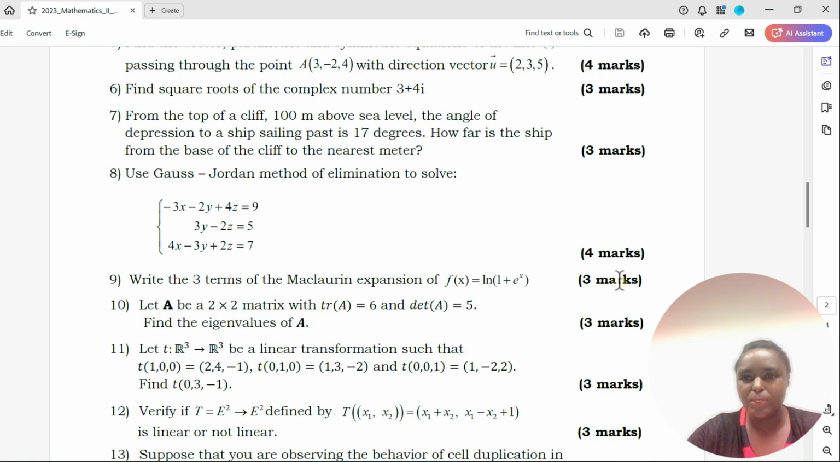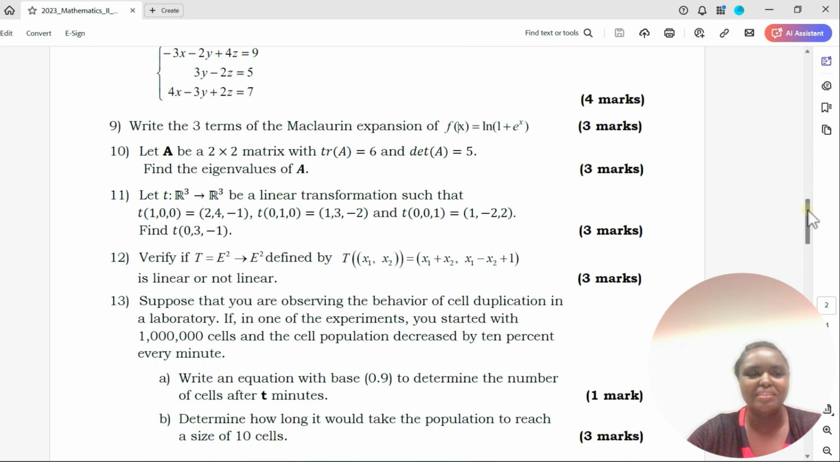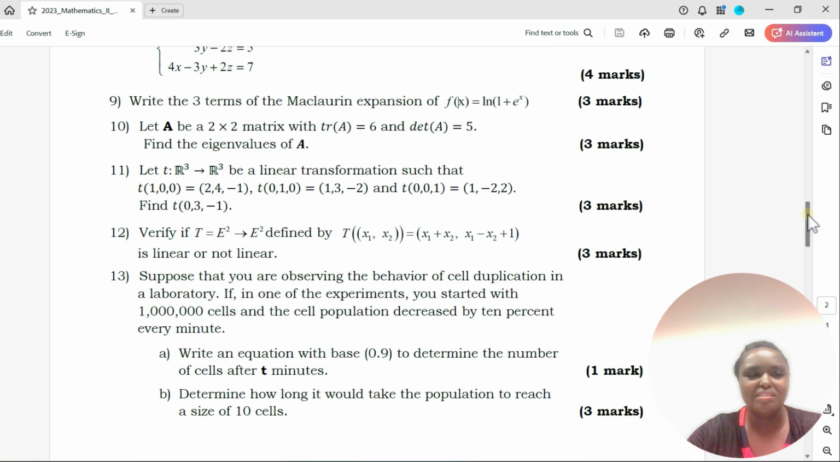Then the next question is question number 10. It says this: Let A be a 2 by 2 matrix with trace of A equal to 6 and the determinant of A equal to 5. Find the eigenvalues of A.